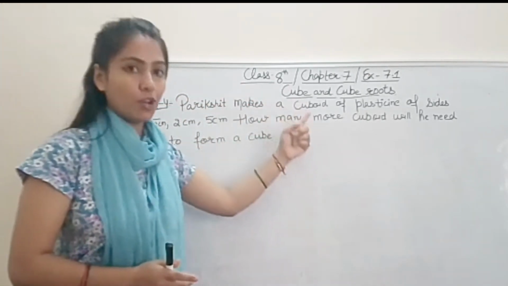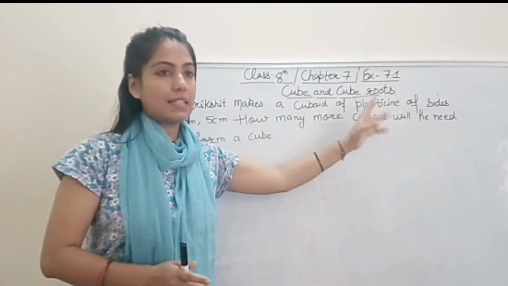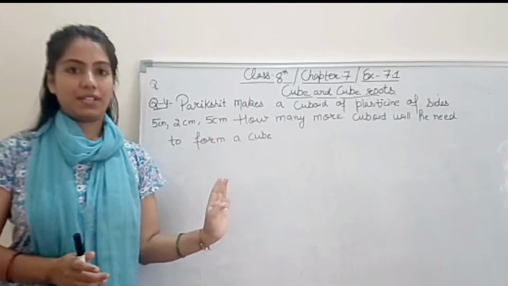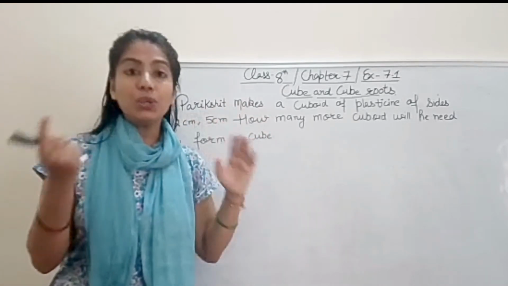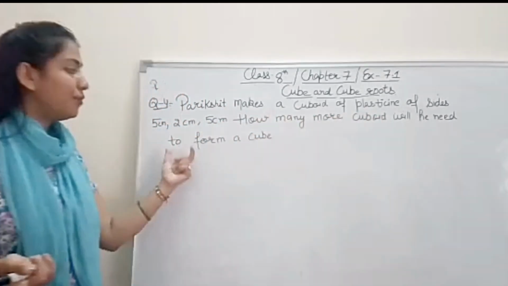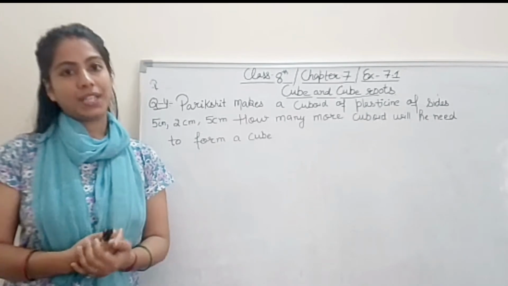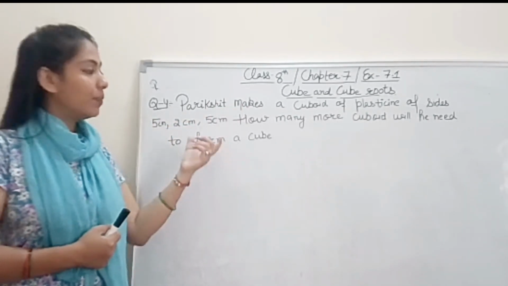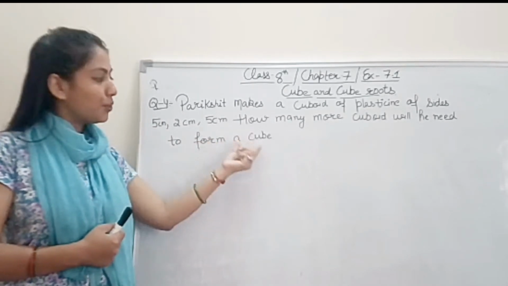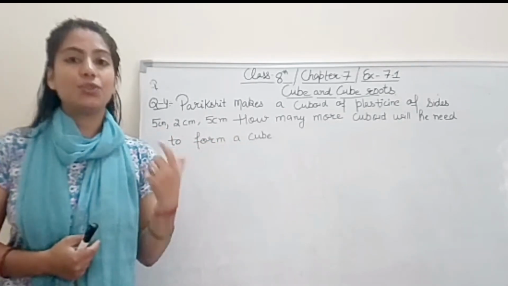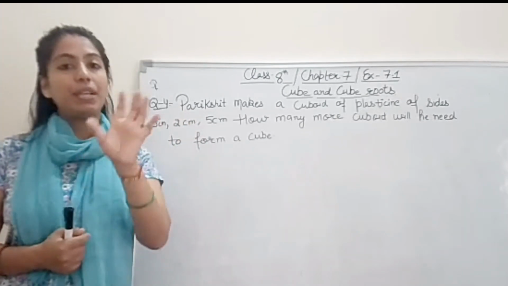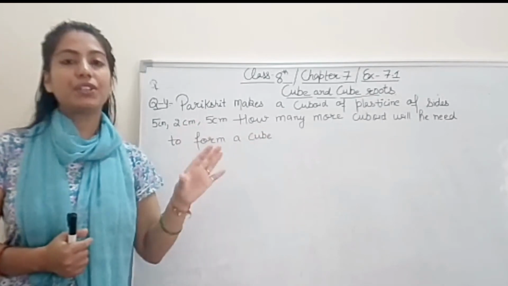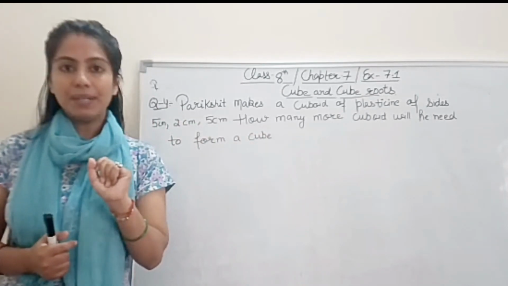Parikshit makes a cuboid of plasticine of sides 5 cm, 2 cm and 5 cm. How many more cuboids will he need to form a cube? Student, with these sides of the cuboid, he has to make one cube. So obviously, to make a cube, every number, every thing, should be in a group of 3, right student? Because what is a cube? A perfect cube. Every number is in a group of 3, isn't it?